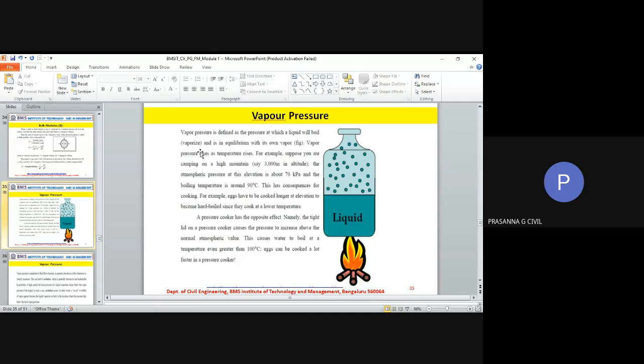The vaporization also depends on the existing pressure and temperature conditions, which influence the escaping of molecules from the free liquid surface. Now, suppose we consider a liquid like water, which is inside a closed vessel. So we are boiling water inside a closed vessel.